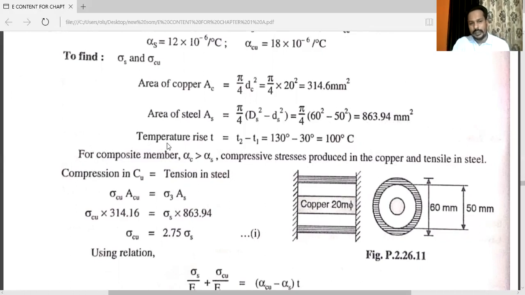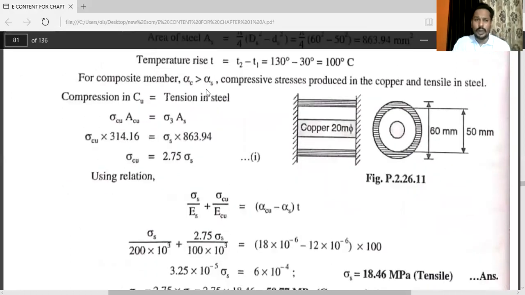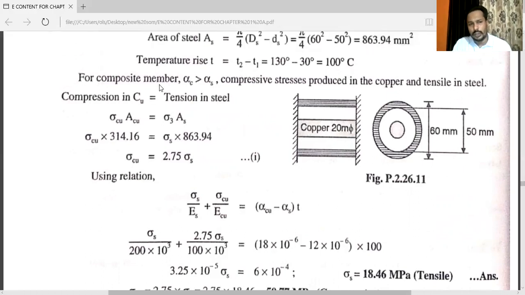Here the exact temperature rise, T, is nothing but T2 minus T1. So 130 minus 30 is equal to 100 degrees Celsius. See, till this point, everything is as per the regular process. The conditions are very important. Again, I am telling you, for the composite member, the conditions are very important.